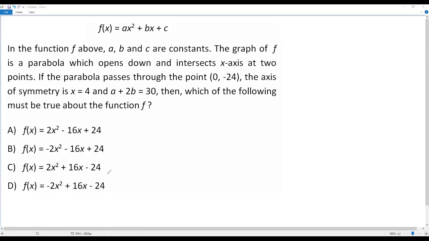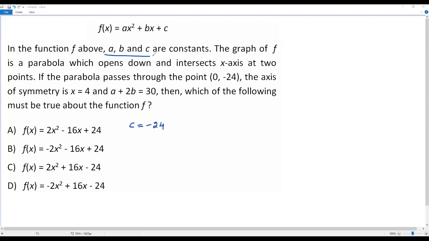Then we'll have the complete function f(x) and can check it against the answer choices. Let me consider the given quadratic function. This is the general form of a quadratic function. In this general form, the constant c represents the y-coordinate of the y-intercept. The parabola passes through the point (0, negative 24). This is the y-intercept because the x-coordinate is 0, and the y-coordinate is negative 24. So the value of c is negative 24.